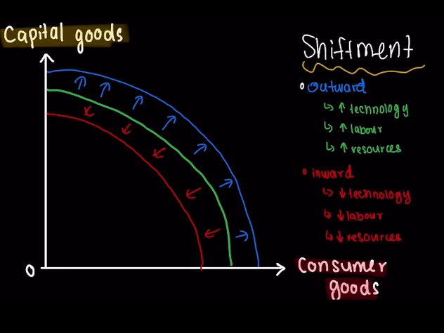So when a PPC curve moves from the green line to the blue line, it means that it shifts outward. However, if it moves from the green line to the red line, then it moves inward. This could be due to technology, labor, and resources, and different variables or factors.